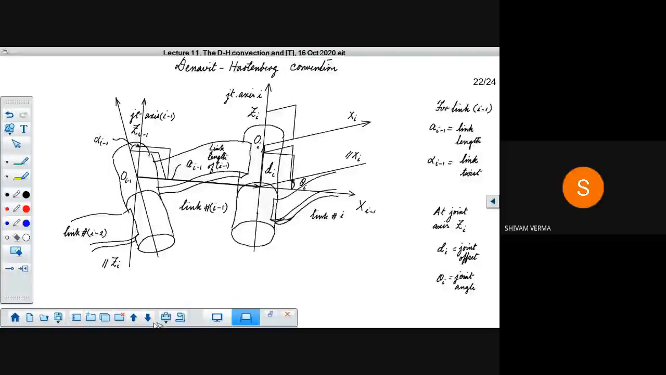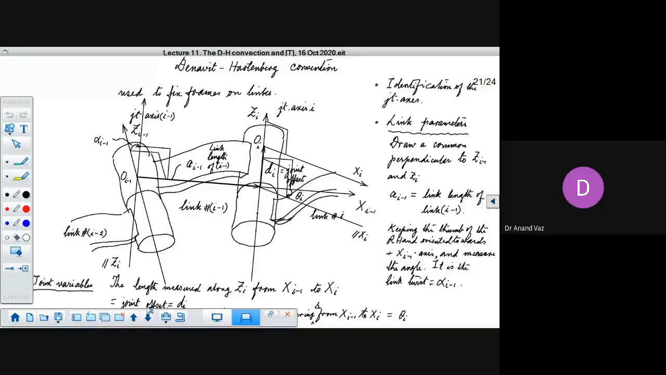We discussed the Denavit-Hartenberg convention, and this convention was meant to have a clear method to fix frames on links. Now, if we are to summarize this method, the first thing that we did was we identified the joint axis.